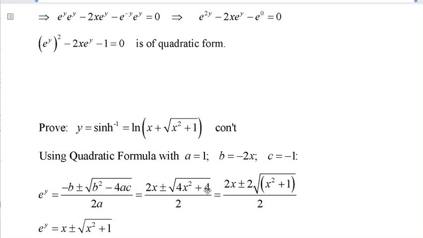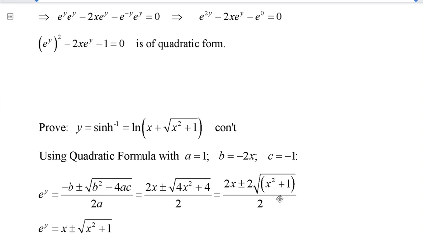The common factor here is 4. And so this becomes 4 times x squared plus 1. But the square root of 4 is 2. And so that's how we end up with 2 times the square root of x squared plus 1. One more time: the common factor here is 4, and so this becomes 4 times x squared plus 1, but the square root of 4 is 2.